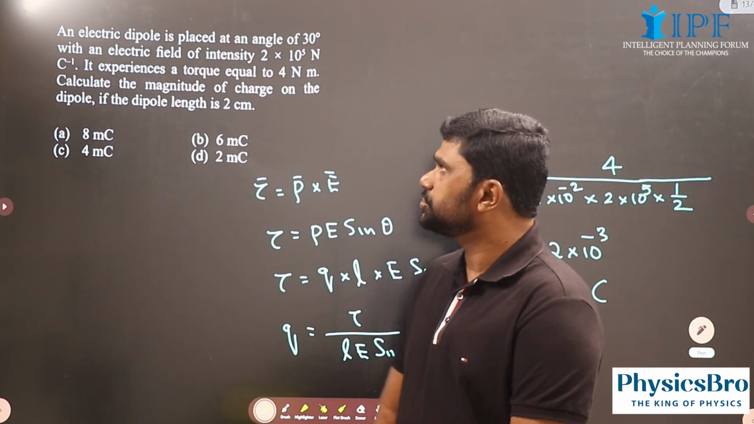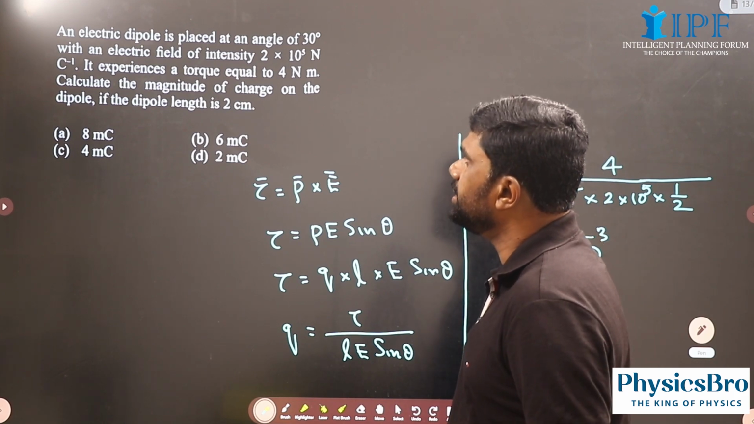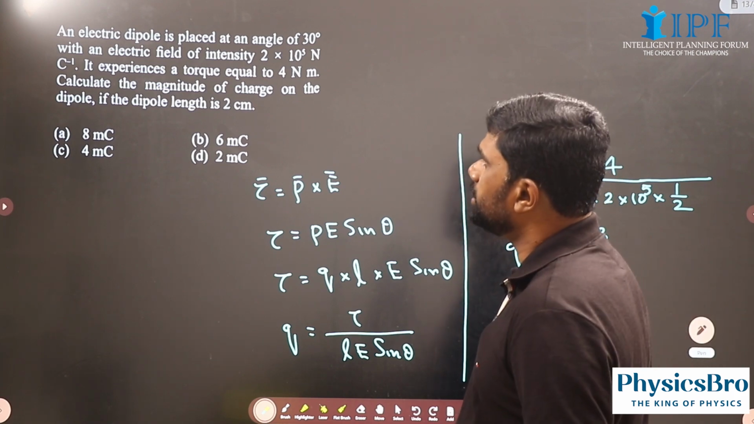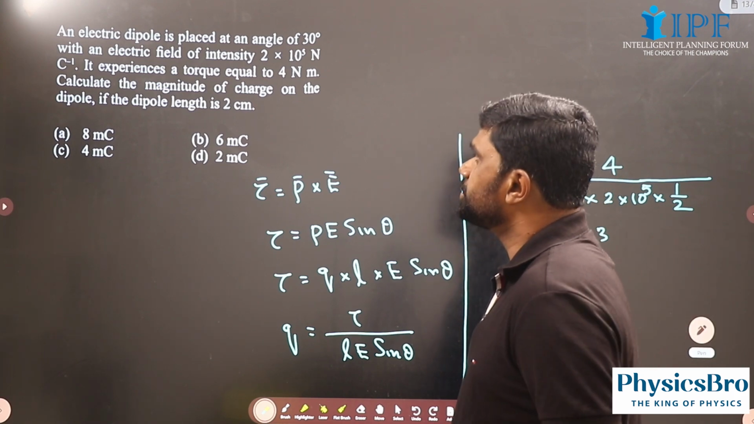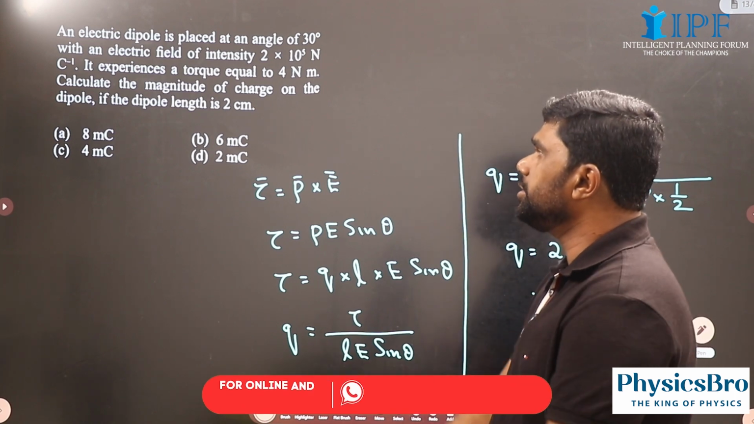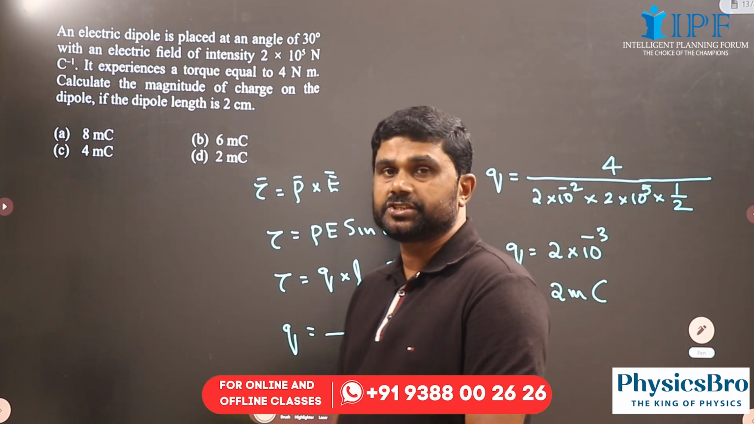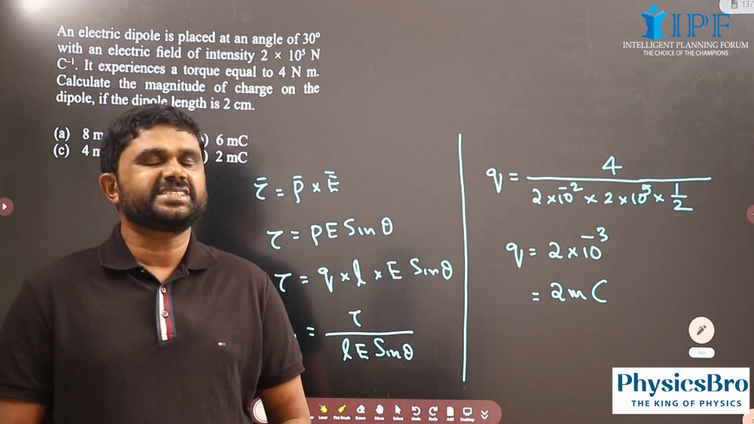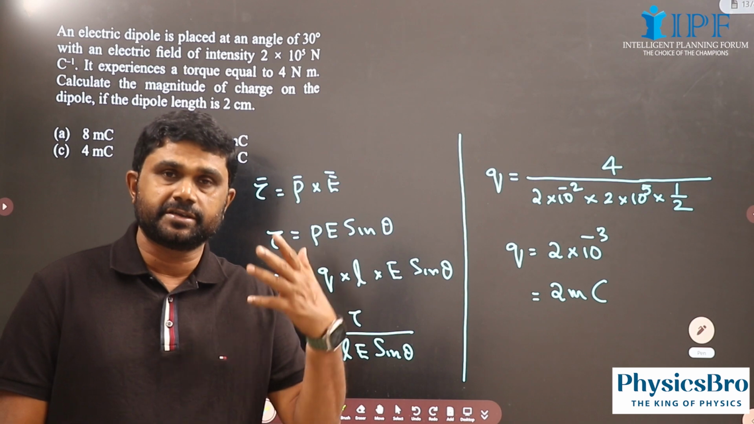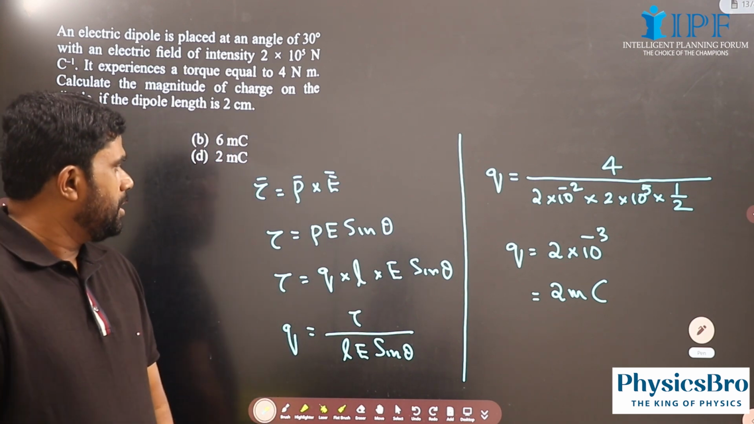Now let's see the next question. An electric dipole is placed at an angle of 30 degree with an electric field of intensity 2 into 10 raised to 5 Newton Coulomb raised to minus 1. It experiences a torque equal to 4 Newton meter. Calculate the magnitude of the charge on the dipole if the dipole length is 2 centimeter. See, this is a common, typical question. Many times we have seen this in past NEET question papers. So you should know this.